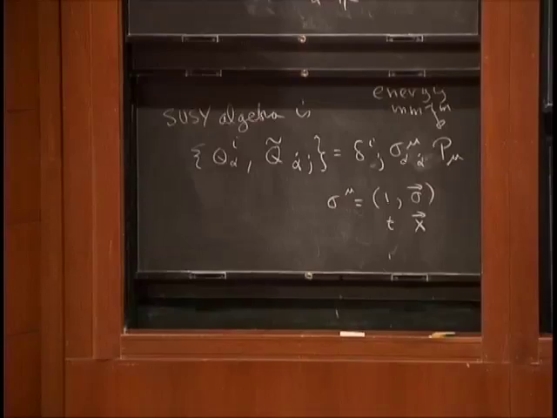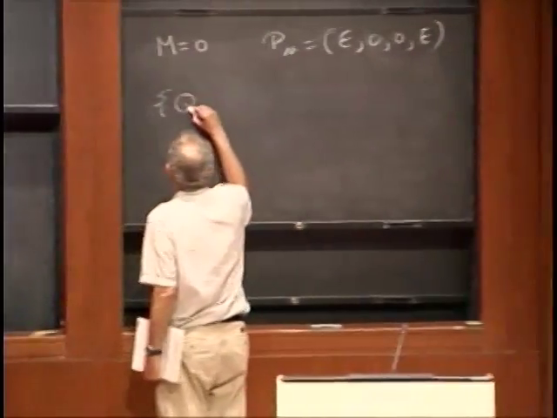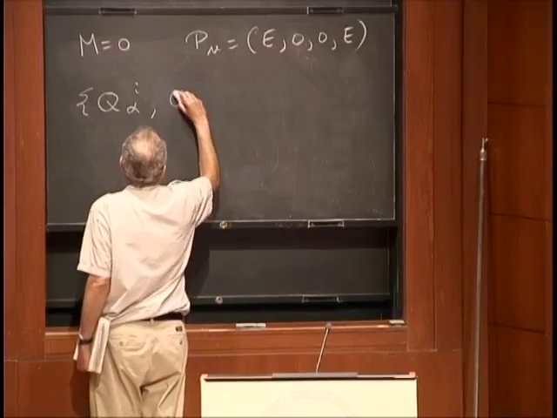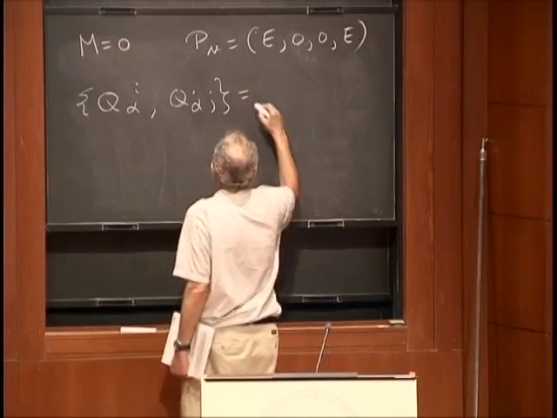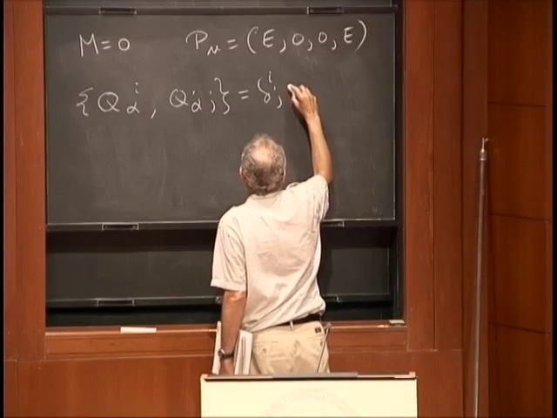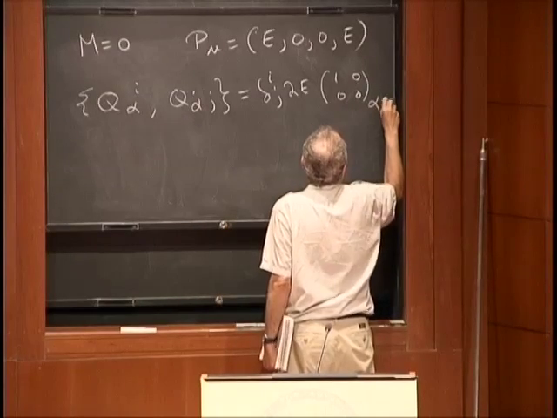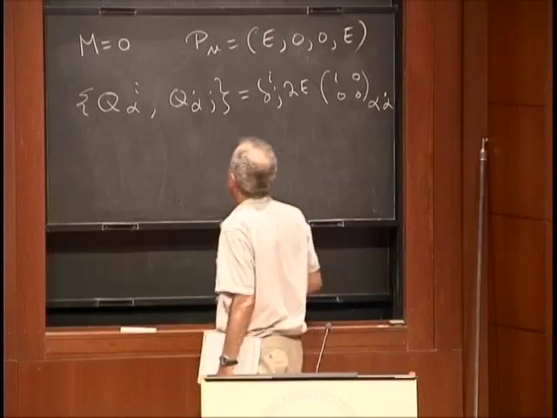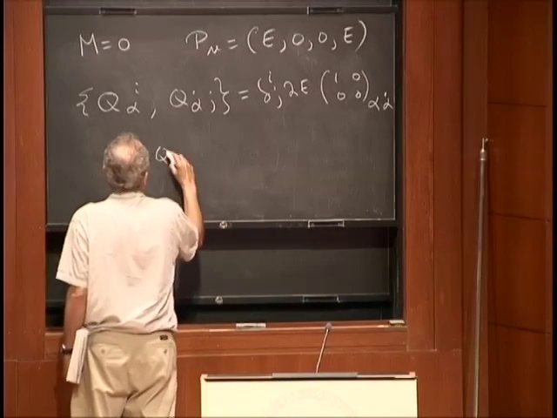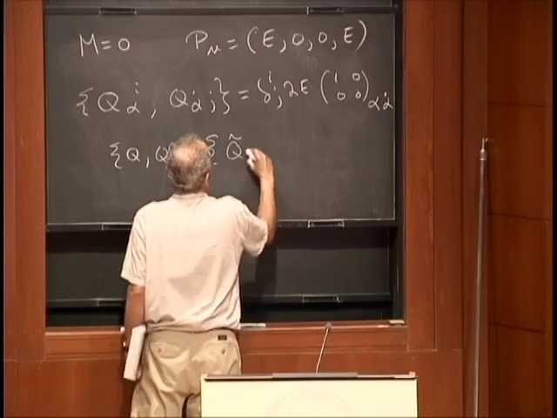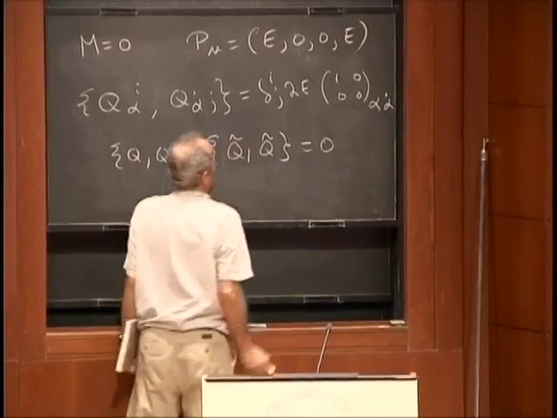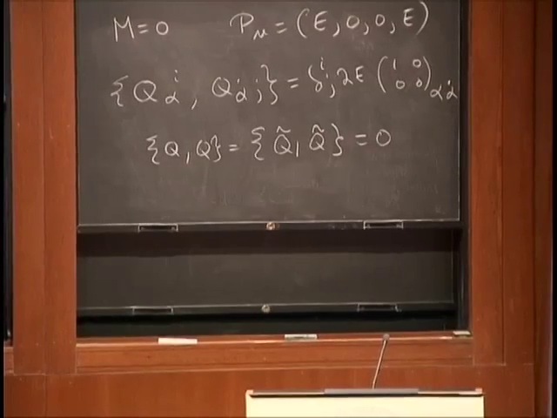So our algebra is that Q alpha I with Q alpha dot j is equal to delta ij, that doesn't change, times twice the energy, times this matrix. And Q with Q and Q tilde with Q tilde are still 0. Well, the main change is that the unit matrix, whose eigenvalues are both 1, has been replaced by a matrix whose eigenvalues are 1 and 0.